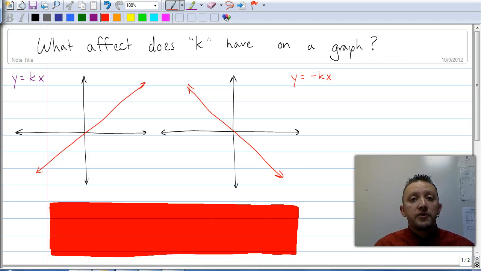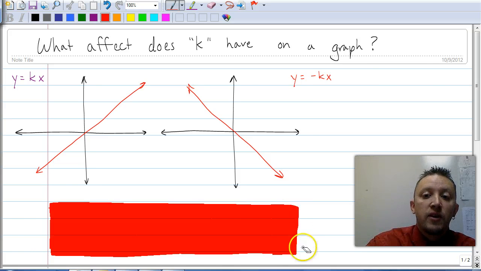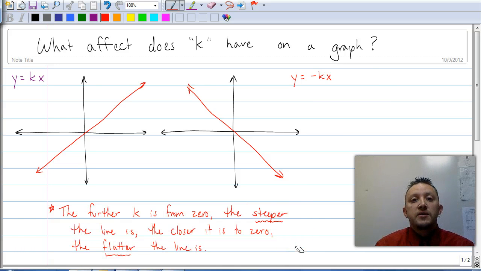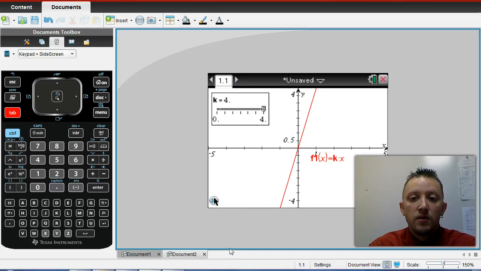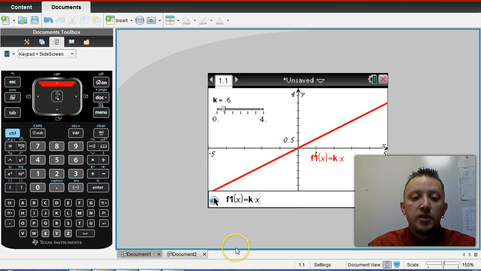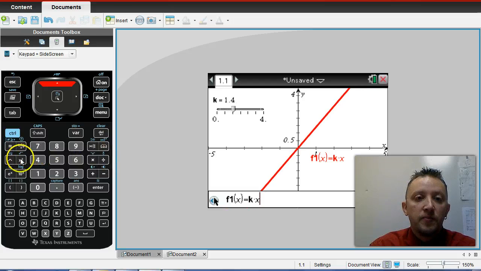But as far as the value, the higher the value of k and the lower the value of k, the impact that has on the graph is summarized below, where it says the farther that k is from 0, the steeper the line is, and the closer it is to 0, the flatter the line is going to be. So that seems simple enough. So let's look at a parabola. Okay, so let me change this to be a parabola now.